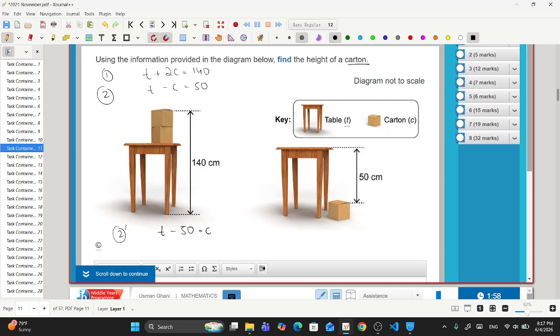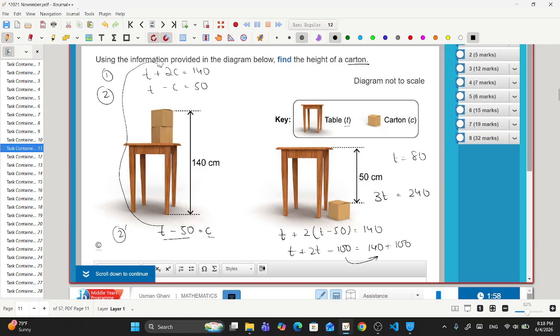So you have this equation. Simply substitute the value of T - 50 into the first equation. So you get T + 2(T - 50) = 140. T + 2T - 100 = 140. 3T = 140 + 100, that becomes 240, because of course it's going to travel to the other side of the equation, and T = 80, right?